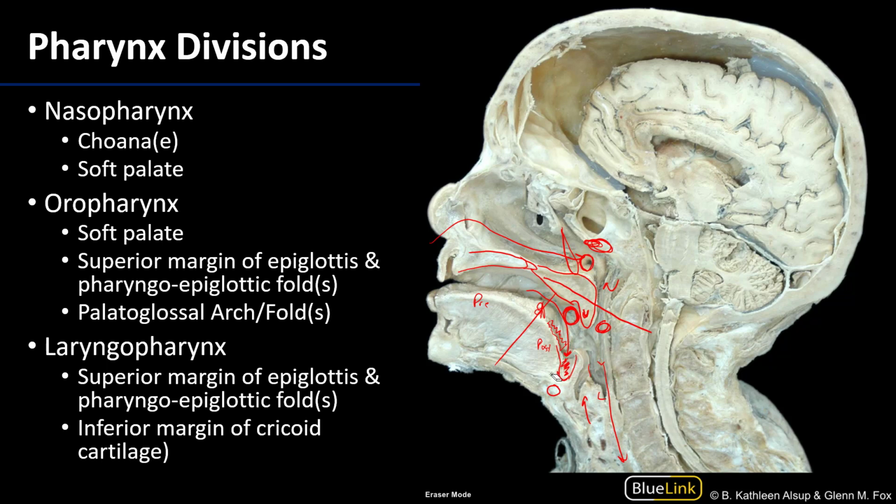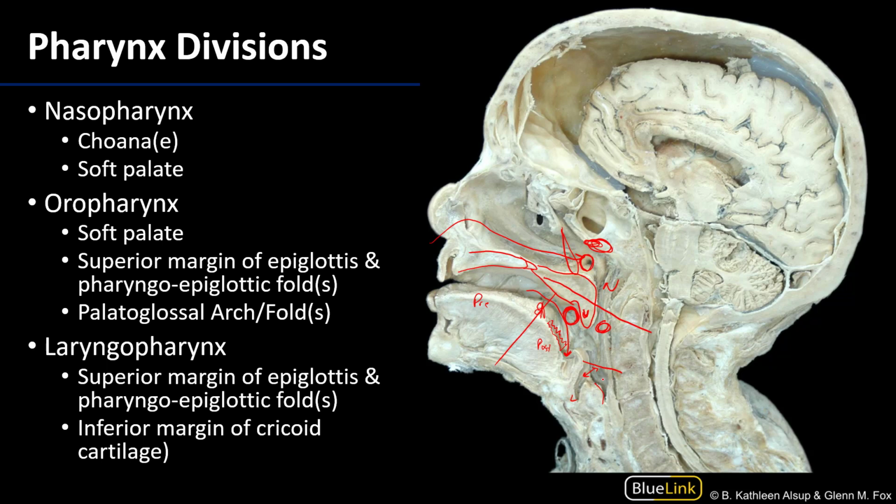So let me erase some of this stuff so we can see some more of the features that we want to see. I'm terribly sorry, this particular specimen is a plastinated specimen, and so some of the passageways here aren't as patent as I would like them to be. In cross-section, though, I can see there would be an arytenoid cartilage. And so here is the laryngeal inlet. So that's the passageway of air between the laryngopharynx and the larynx, or the laryngeal cavity anteriorly.